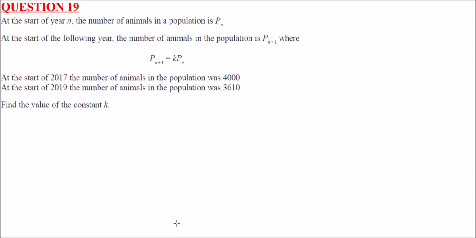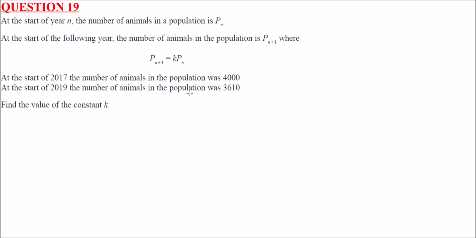Question 19. At the start of year n, the number of animals in a population is p subscript n. And at the start of the following year, the number of animals in the population is p subscript n plus 1, where p subscript n plus 1 equals k multiplied by p subscript n.